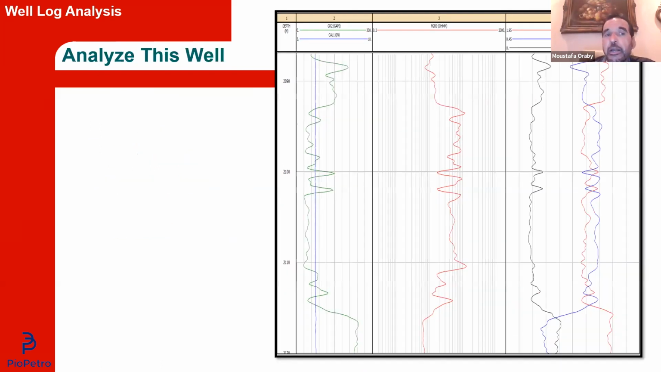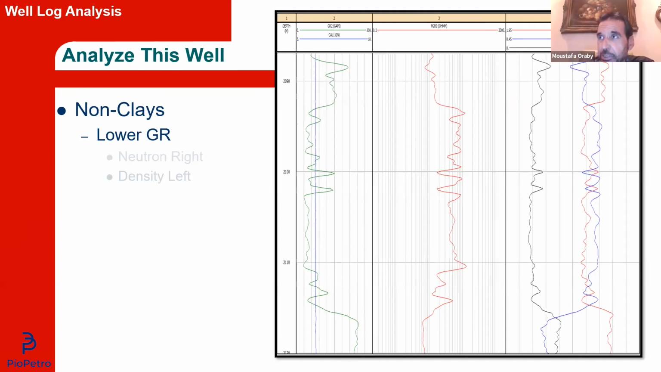Now, the non-clay zone, we said gamma ray has to be low, lower than the clays. If the neutron is right and the density is left, opposite to the clay, we call this what? We call this sandy zone. Let's look at this. Here is a lower gamma ray compared to the clay. Here is the clay zone. Here is a lower gamma ray zone. Here is the opposite. Neutron here was left, density is right. Here it has changed: the density is left and the neutron is right. So I know for sure that this zone is sandstone.